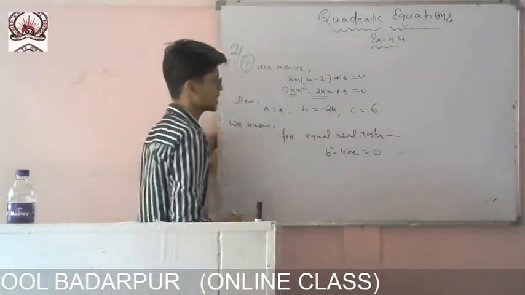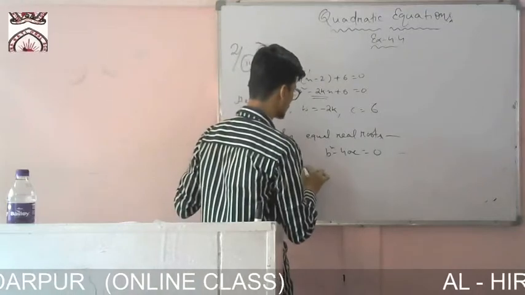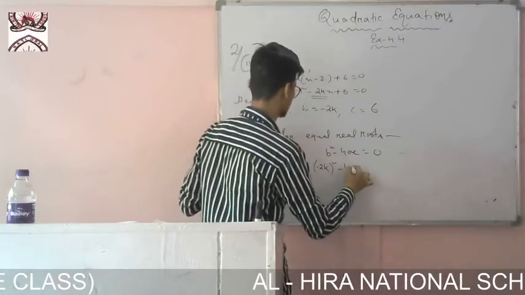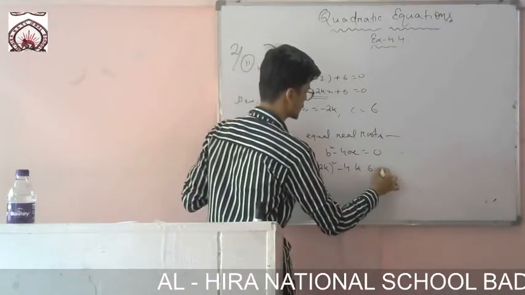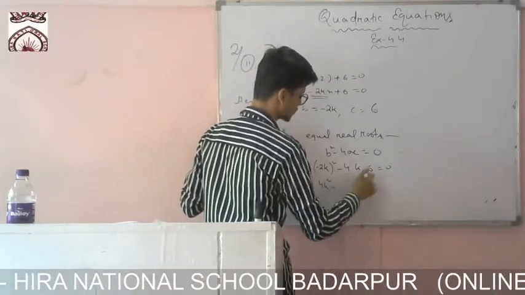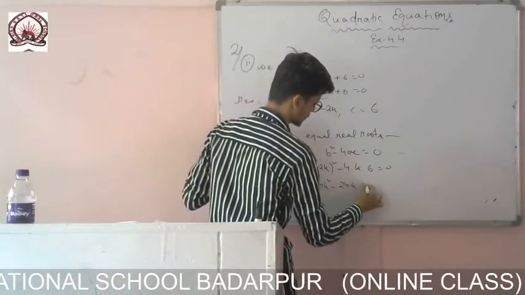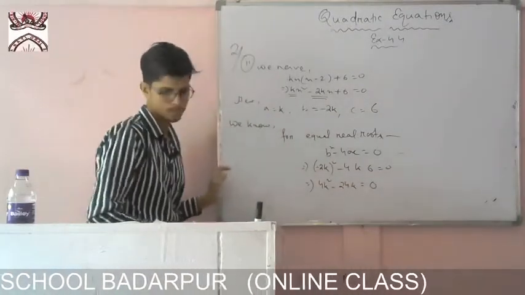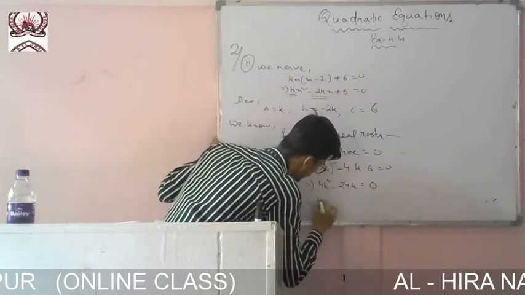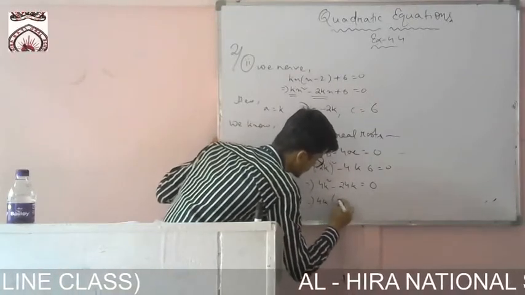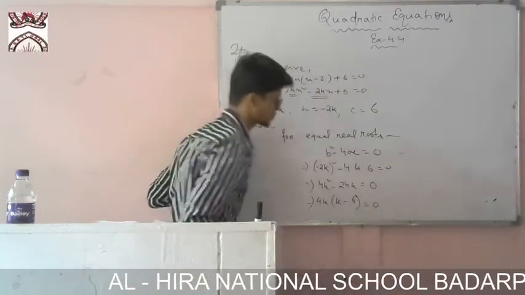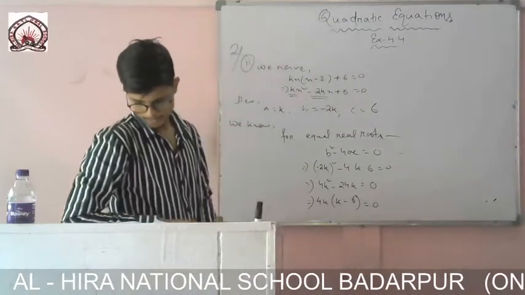So now we know for equal real roots, b square minus 4ac equals to 0. So here b square, that means (minus 2k) square, minus 4ac equals to 0. So 4k square minus 6 4s are 24k equals to 0. 4k square minus 24k equals to 0. If I take the common, 4k will be common, and it will be k minus 4 6s are 24, it will be 6. 4k(k minus 6) equals to 0.